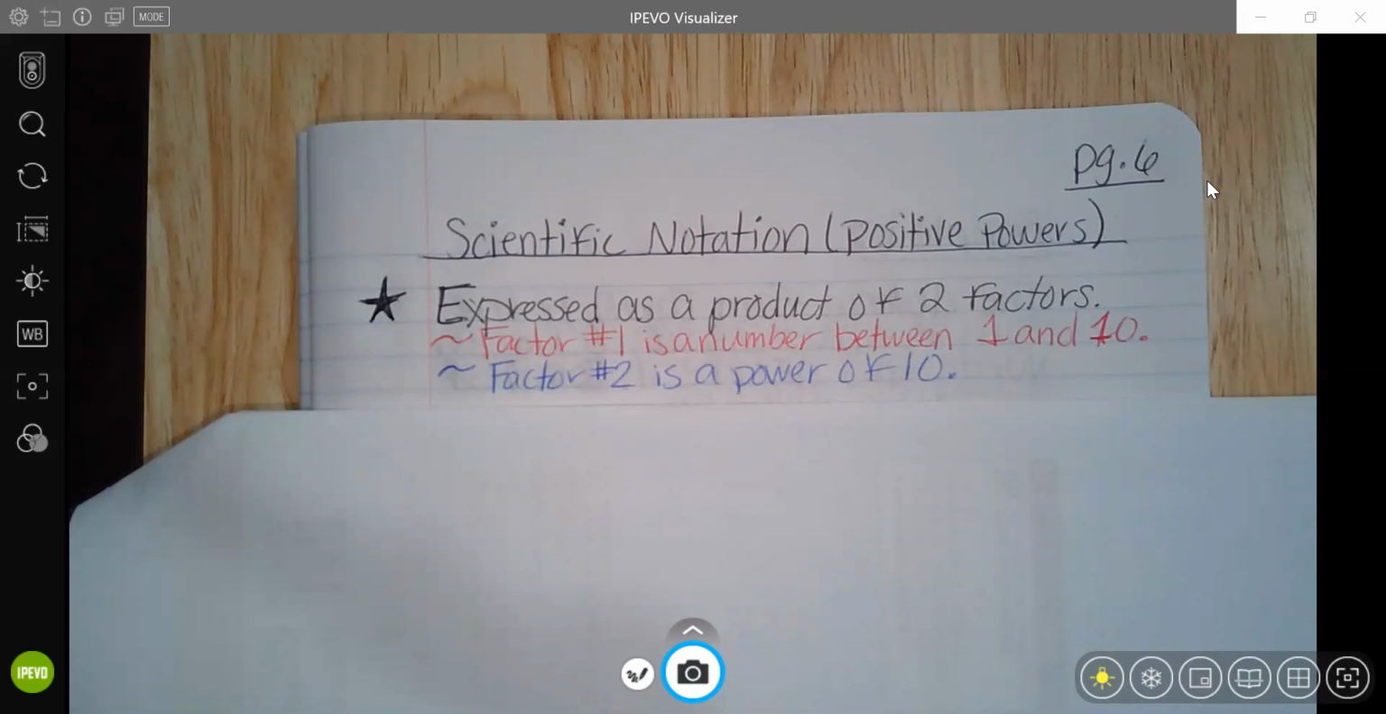So any scientific notation, whether it's with a negative power or a positive power, they're always gonna have those two stipulations. Factor one must be between 1 and 10, and factor two must always be a power of 10.